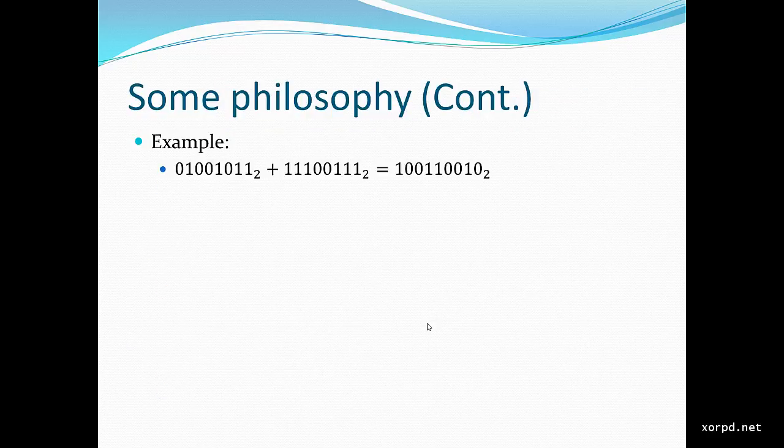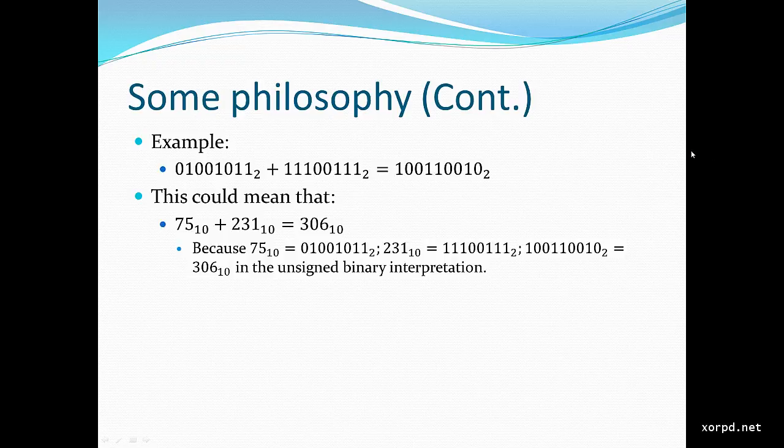Let's look at an example. We can look at this addition, which is mostly usual. We just add 2 binary numbers and get a result. There's nothing special in here. We can first interpret it in this method. It might mean that 75 plus 231 equals 306. Why is that? Because 75 equals the first number, 231 equals the second number, and the result equals 306. All of this in the unsigned binary interpretation.